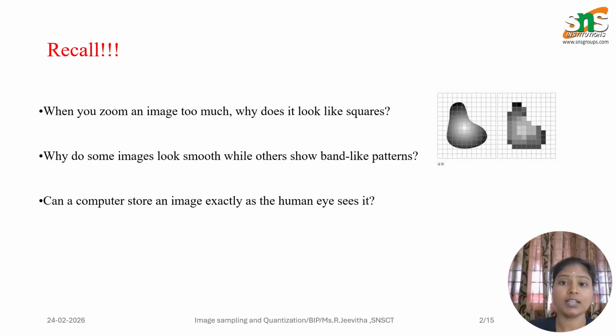Before starting the topic, let me ask you something. Have you ever zoomed an image too much and noticed it looked like small square boxes? Have you noticed that some images look smooth while others show step-like color bands? And one important question: can a computer store an image exactly like our human eye sees it?